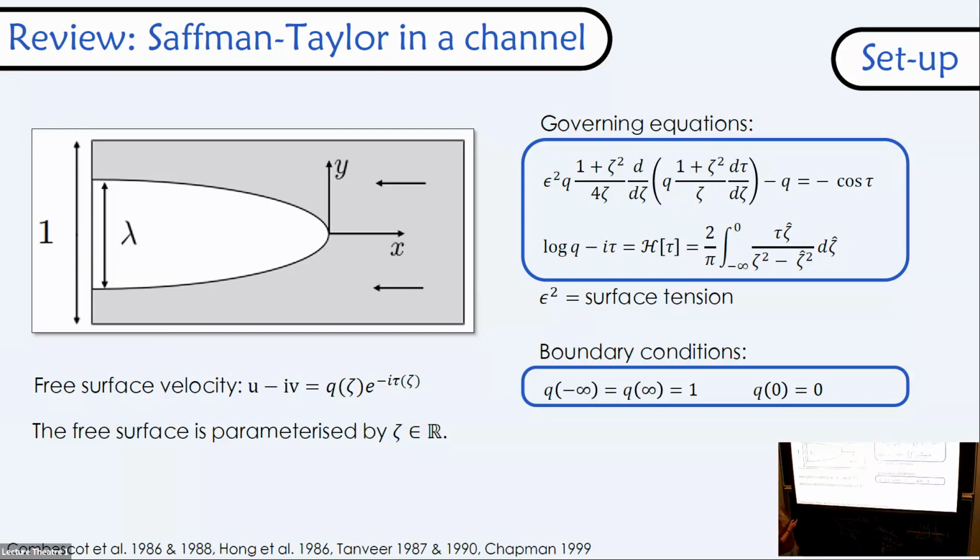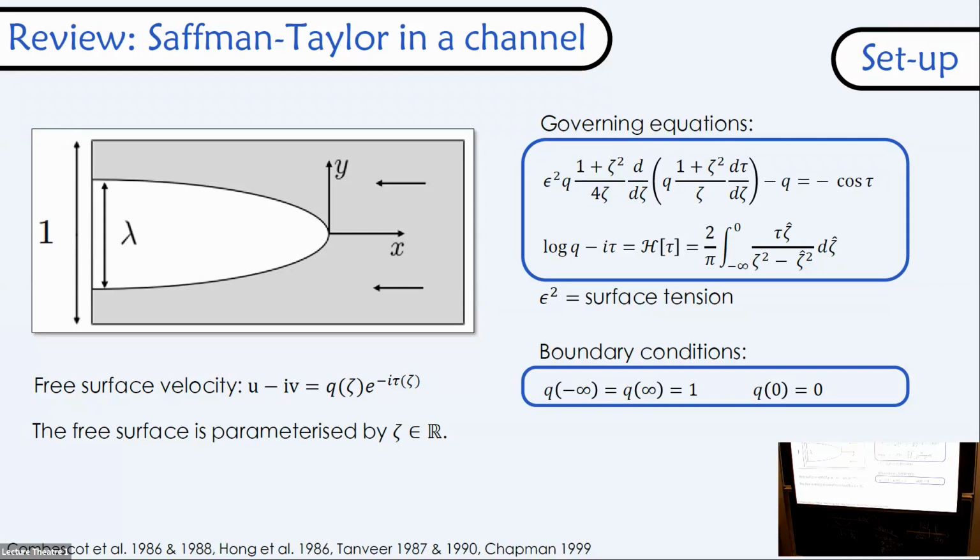The governing equations you can write down are in this top right. The first equation is Bernoulli's equation, which is essentially a pressure balance on the free surface. The key things to notice in this equation is it's a second order differential equation, and it's singularly perturbed with respect to the small parameter that's going to be surface tension, epsilon squared. The second equation we use to close the system, and in this equation we've got that Hilbert transform, which is the integral you see on the right hand side.